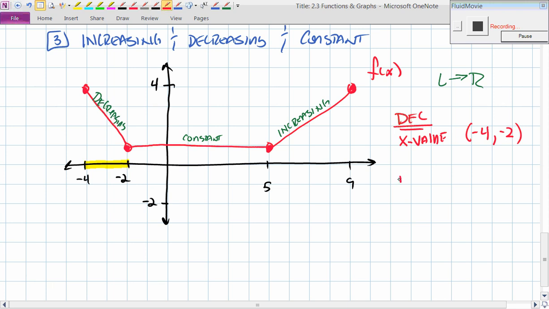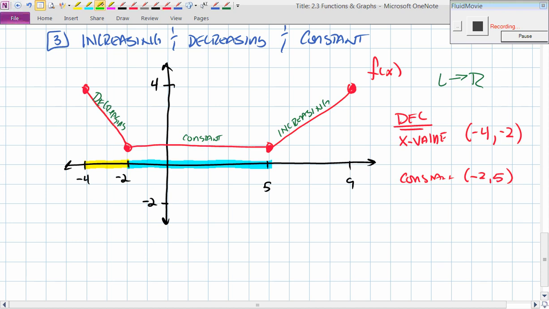What is the interval for where my function is constant? Yeah, in this interval right here. From -2 to 5, my function is constant. And notice I'm using parentheses around all of these, because at the point where they change, like this point right here and this point right there, it's neither increasing nor decreasing, right? It's a point of inflection, so it's changing from one to the other. So we don't include it inside our intervals for strictly decreasing or strictly increasing or strictly constant.